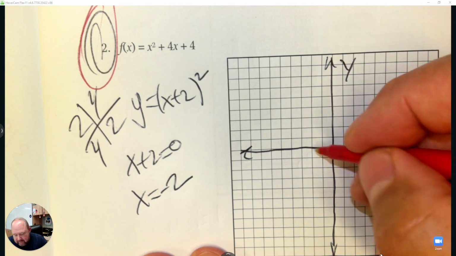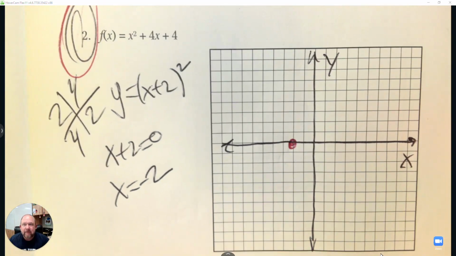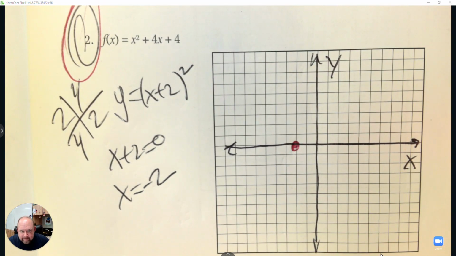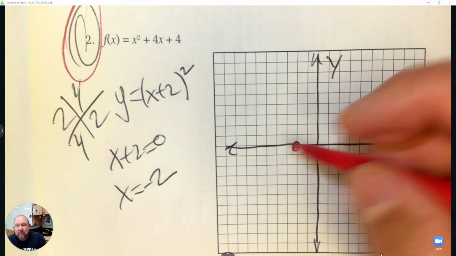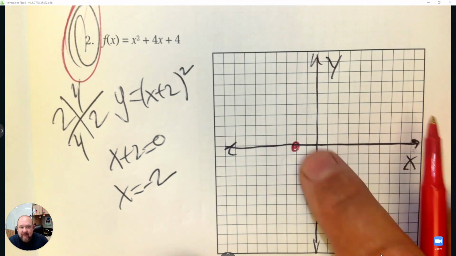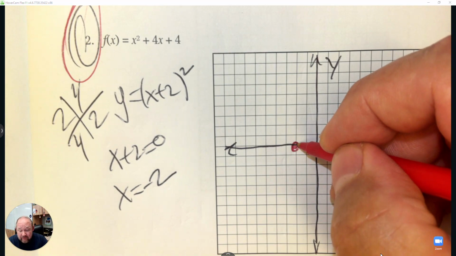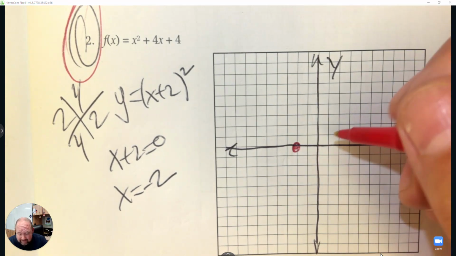That's the x-intercept. So I'm going to find where negative 2 is. Again, press pause if it's going too quickly. If there were 2 of them, you'd find the middle. With only 1, that is the vertex. Right there is the bottom of my graph.